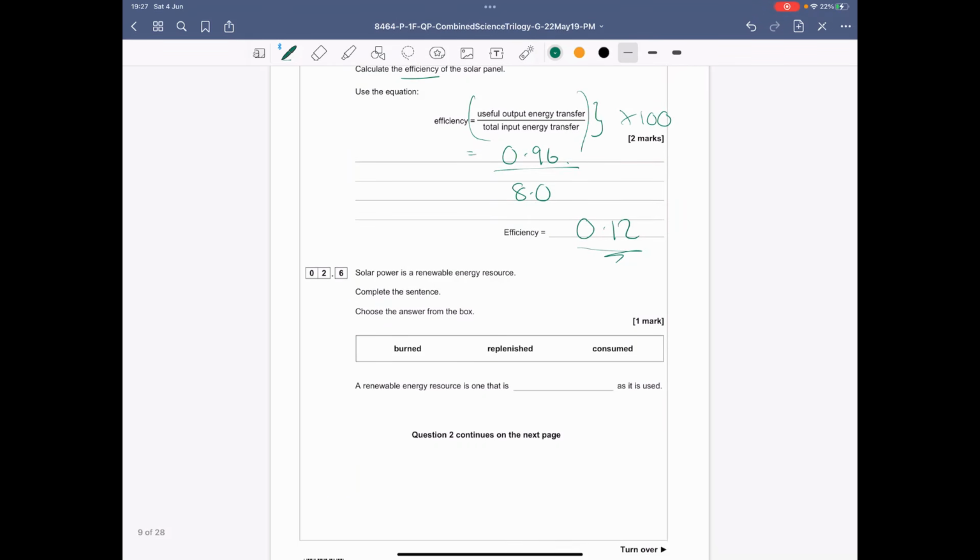It then says, solar power is a renewable energy resource. Complete the sentence. A renewable energy resource is one that is blank as it is used. Well, if it is renewable, we don't tend to burn renewable energy, unless it's possibly biomass, but we don't really do that. Consumed, we don't really consume wind, we just utilise it. To make it renewable, this is the whole point of renewable versus non-renewable, is that we can replenish renewable energy, but we can't replenish non-renewable energy.